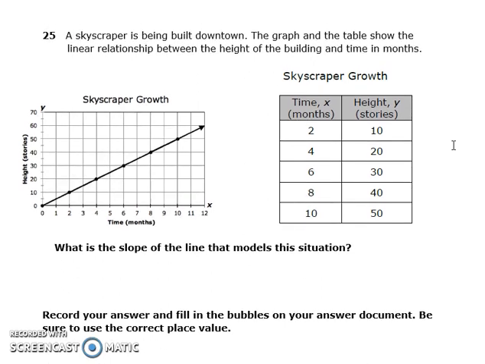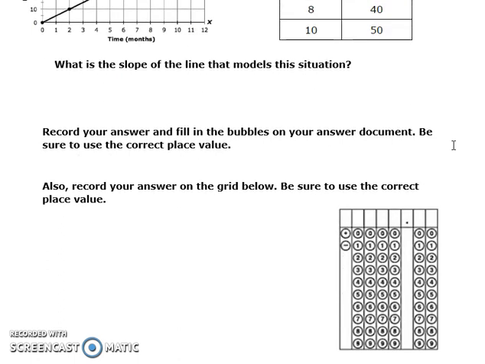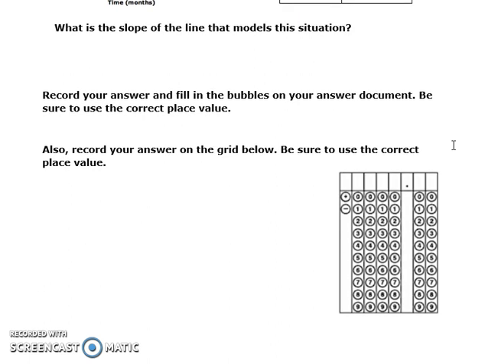Number 25. A skyscraper is being built downtown. The graph and the table show the linear relationship between the height of the building and the time in months. What is the slope of the line that models this situation? Record your answer and fill in the bubbles on your answer document. Be sure to use the correct place value. Also, record your answer on the grid below. Be sure to use the correct place value.